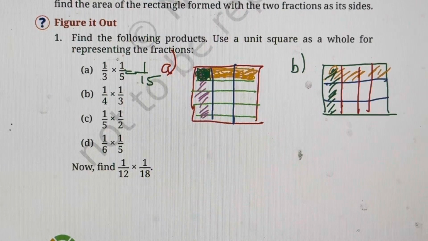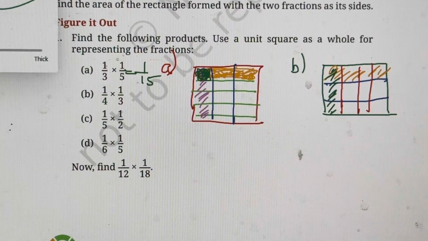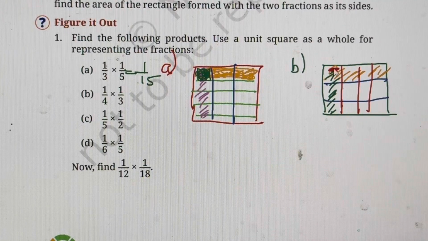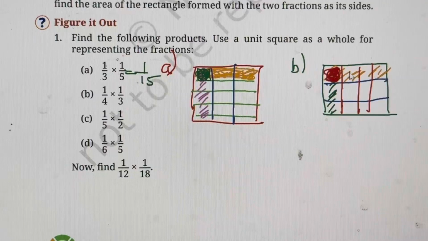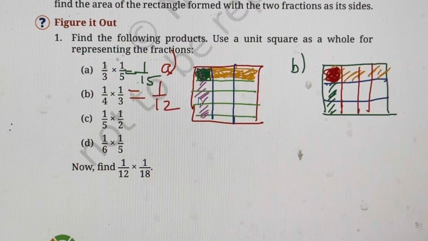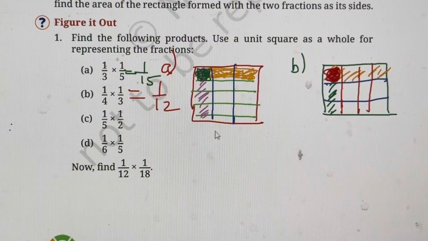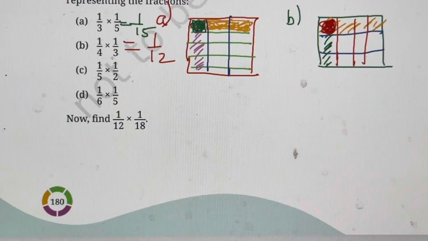Now which is the common part again here? This is the shaded region, is the common for both, right? So now this is 1 upon, how many total squares are there? 4 threes are 12. So answer is 1 upon 12 for question number B. Question number C.